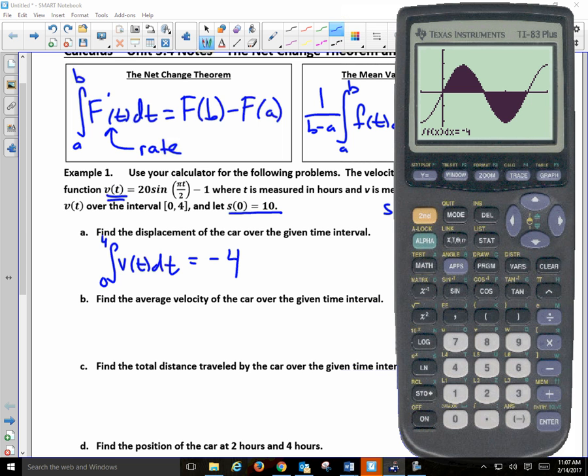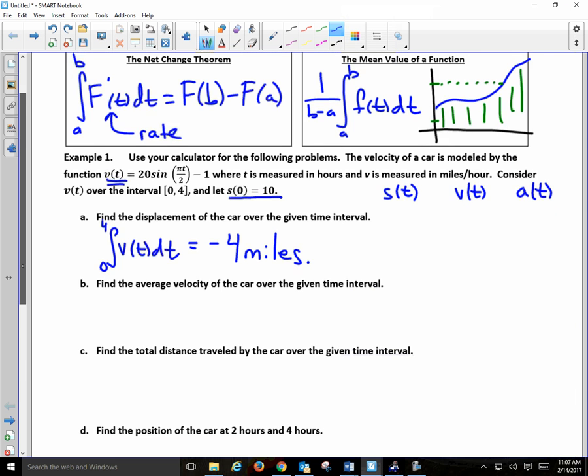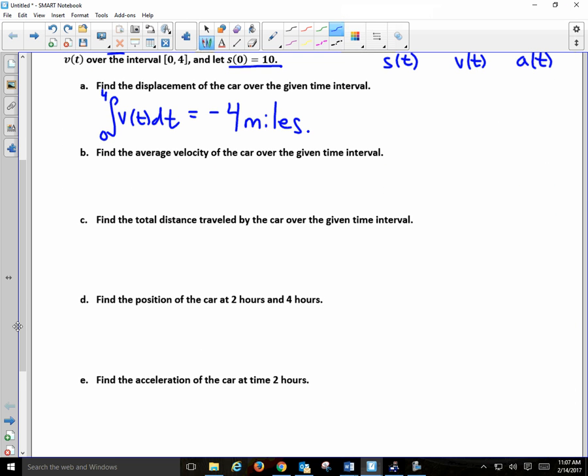The displacement of the car would be miles. Yep, in this situation it says we're measuring in miles. So it's negative 4 miles from where it started, okay? So see if we're connecting this together. If it's negative 4 miles from where it started, where is its position after 4 hours? Where did it start? Started at 10. So it's at 6. Yep. So it ended up further behind than where it started for whatever reason, okay? Must have been bad traffic. Maybe it turned around. However you think of it.